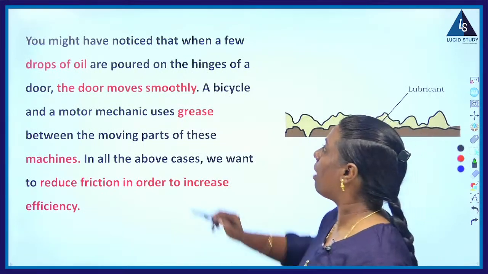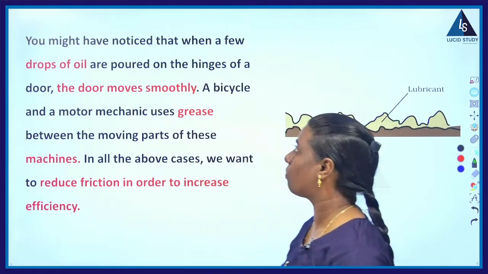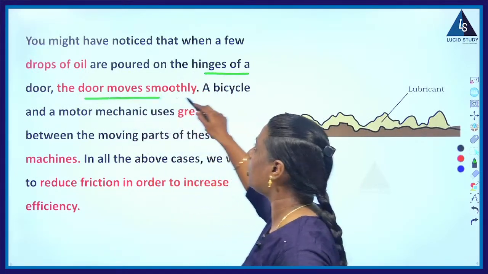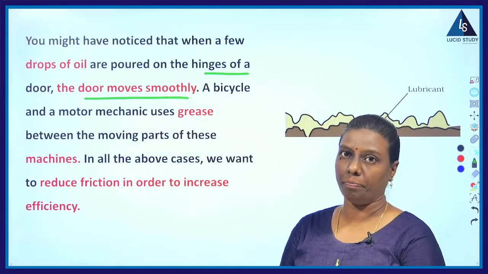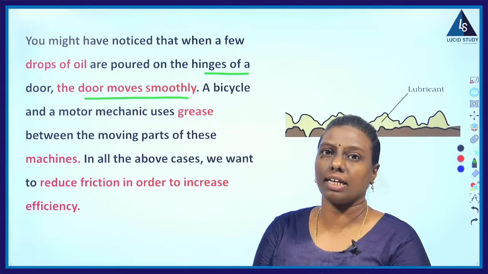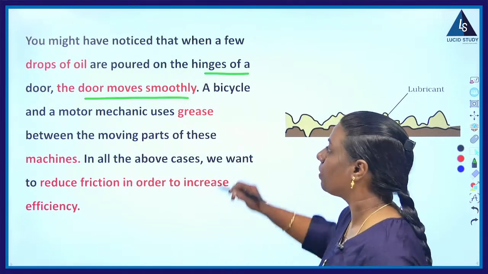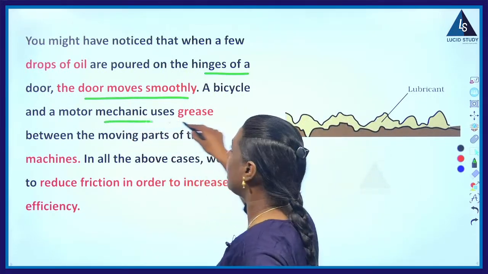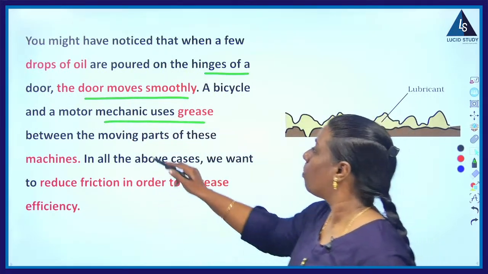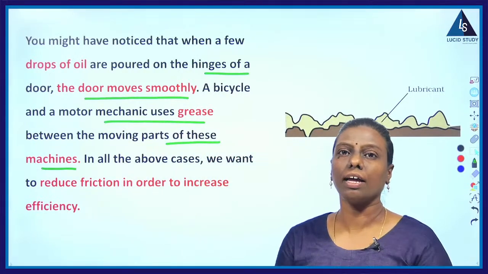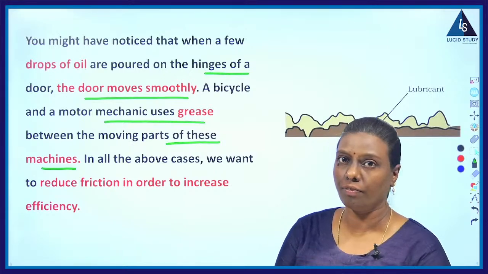You might have noticed that when a few drops of oil are poured on the hinges of a door, the door moves smoothly. If the door gets stuck, you put some oil so that it moves smoothly. A bicycle and motor mechanic uses grease between the moving parts of these machines.